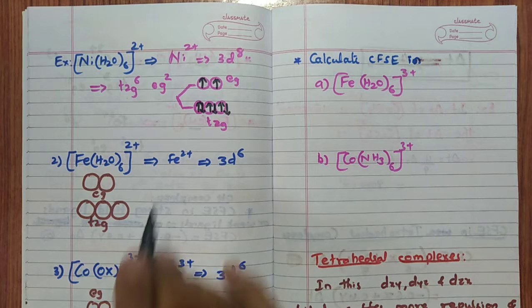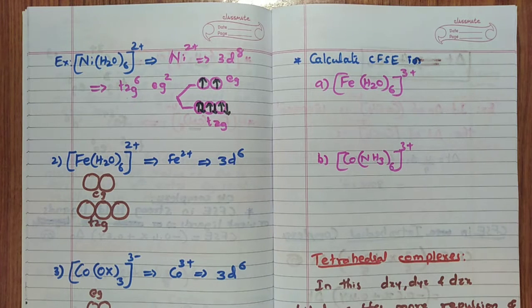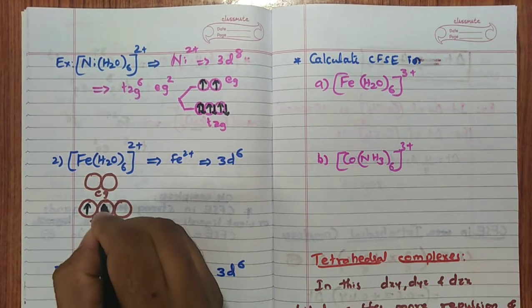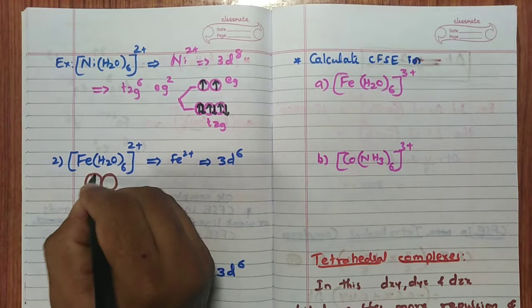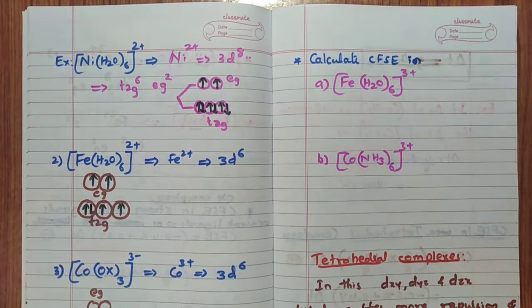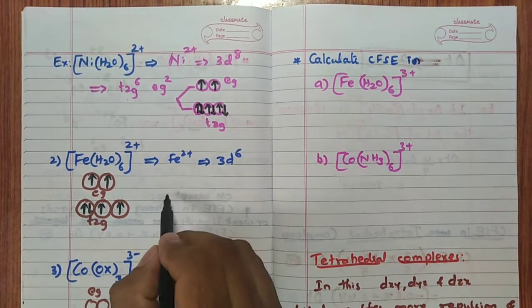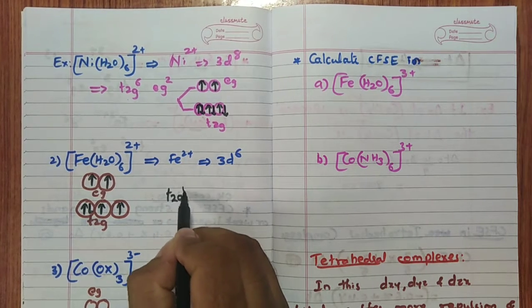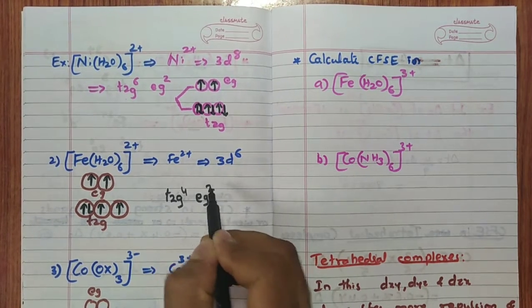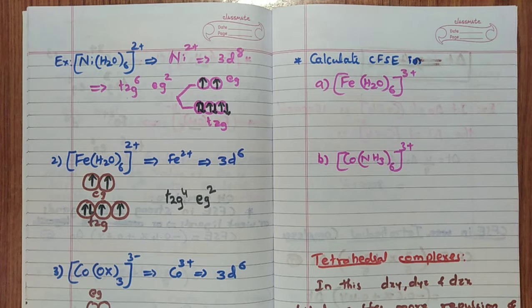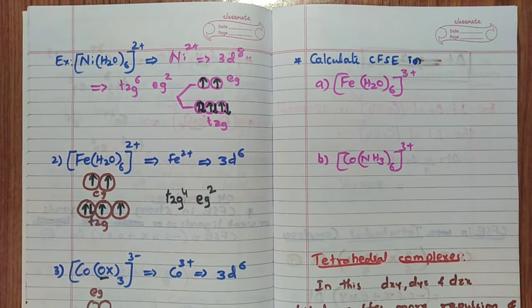Fe(H2O)6 2 plus, Fe2 plus ions are there, 3d6 configuration, correct? So now you will fill the electrons. How to fill the electrons? 3d6 is there. T2g 1, 2, 3, 4, 5, and the 6th will be paired in T2g. It is a weak ligand, remember that part. So it will be filled like this, which means the configuration becomes T2g4, Eg2. Weak ligand.